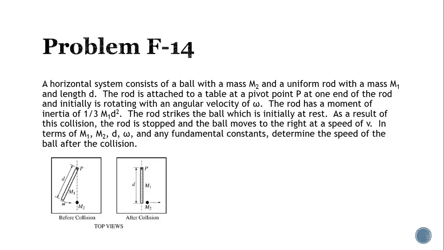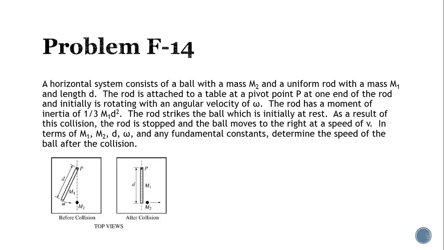Here we have a collision, and we have a horizontal system that consists of a ball of mass m2 and a uniform rod with a mass m1 and a length d. The rod is attached to a table with pivot point P at one end of the rod and is initially rotating at a constant angular velocity of omega. And it gives us the moment of inertia of the rod, and it tells us there's no friction in this system. So the rod strikes the ball, which is initially at rest, and after the collision, the rod is stopped, but the ball moves to the right at some constant speed v.